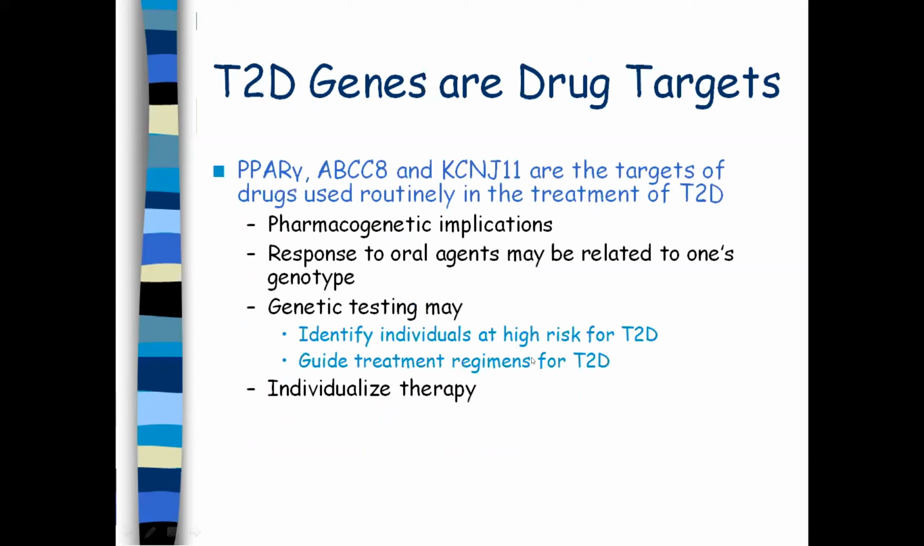So type 2 diabetes genes that are drug targets are PPAR gamma, ABCC8 and KCNJ11. These are drugs used routinely in the treatment of type 2 diabetes, with pharmacogenetic implications.